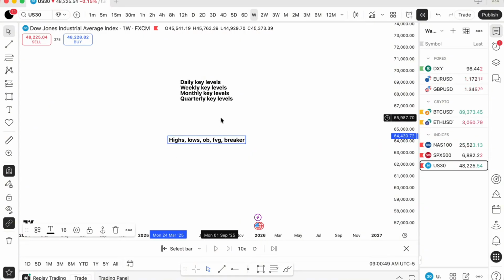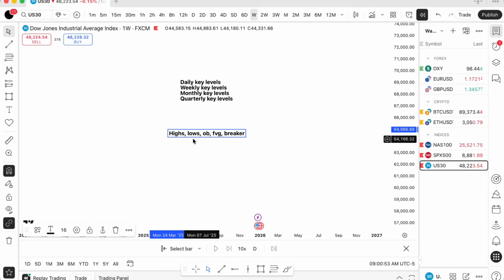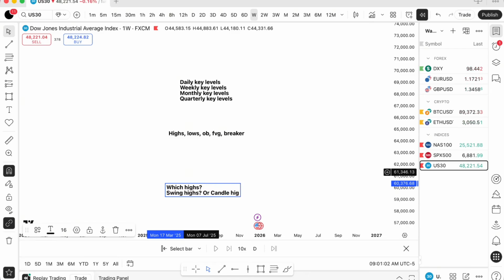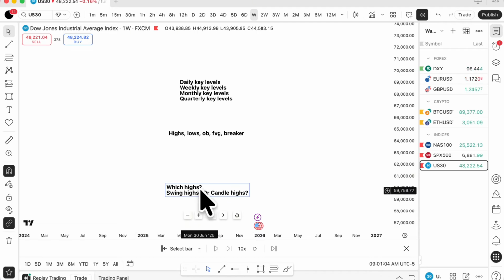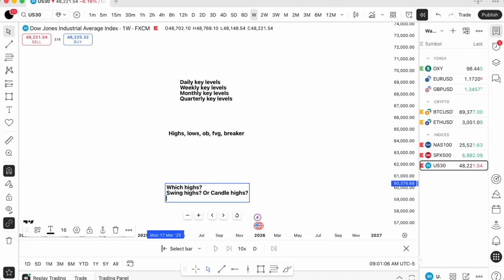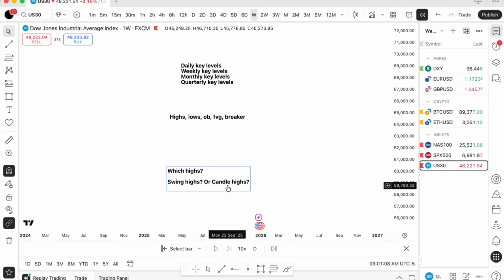Also, right there, because there is something that I've been asked very often. Which highs? Swing highs or candle highs? So you can use both. But swing highs are key levels to give you retracement from. Candle highs will give you continuations.